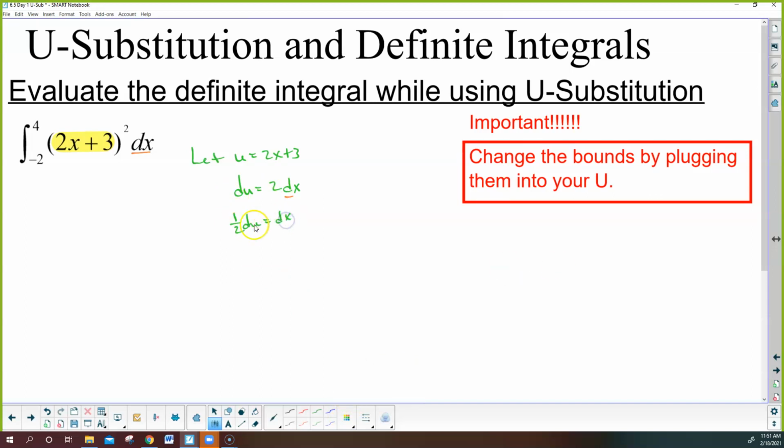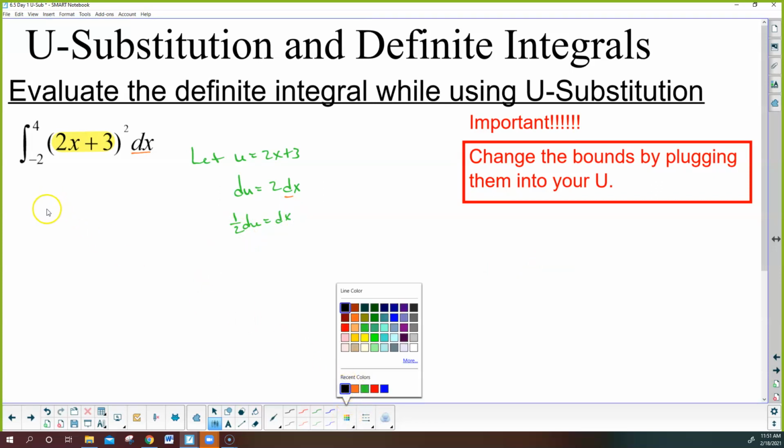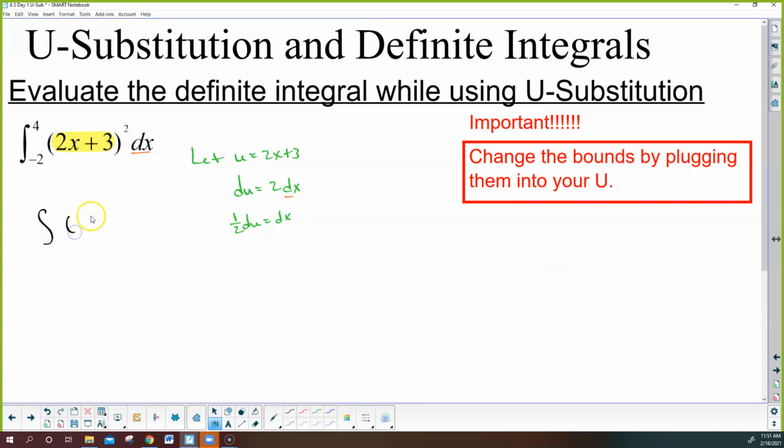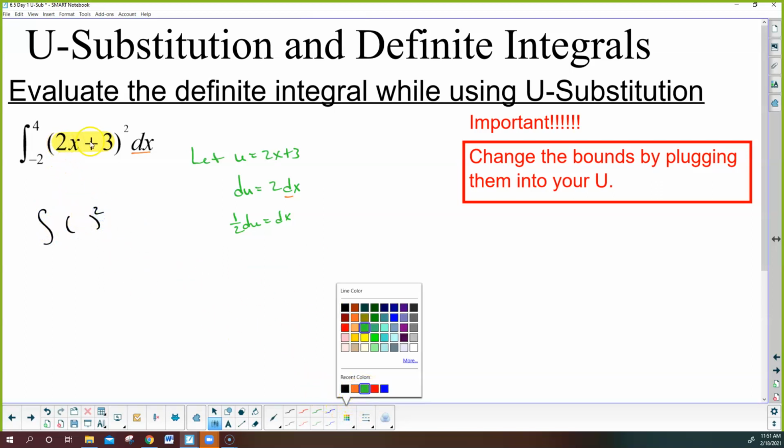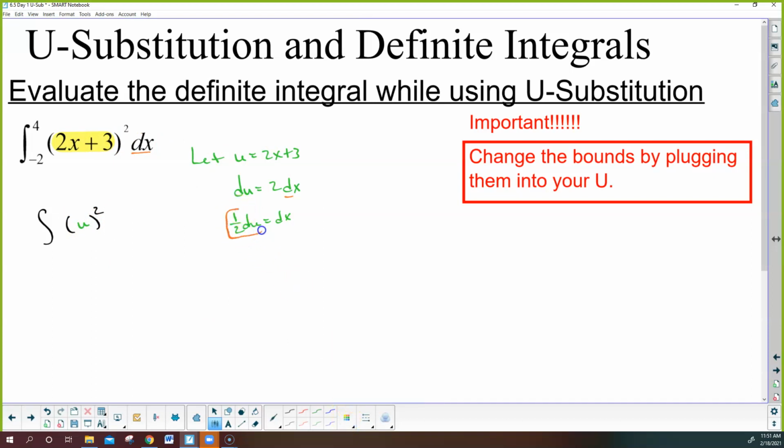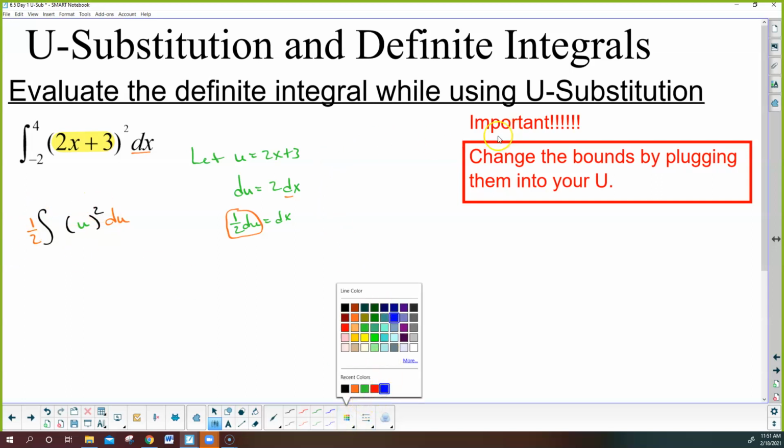But now I have something equal to replace pieces with. So I know that 2x plus 3 is going to be replaced by u. I know that 1/2 du is going to be replaced by dx. So instead of writing the 1/2 here, that's a multiplier. We can push that to the outside. And then I have du. So technically nothing new, right? But here's the important part.